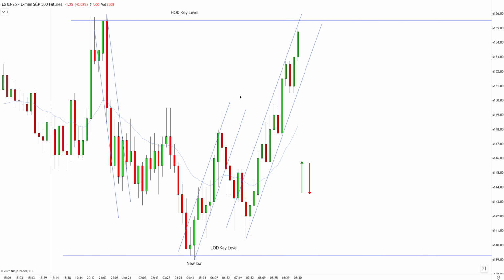Since I know I'm trading in trend range, I also need to pay attention to the lowest point of this price action and the highest point. This is where I'm going to draw my key levels. These are generally significant key levels that may eventually come into play.